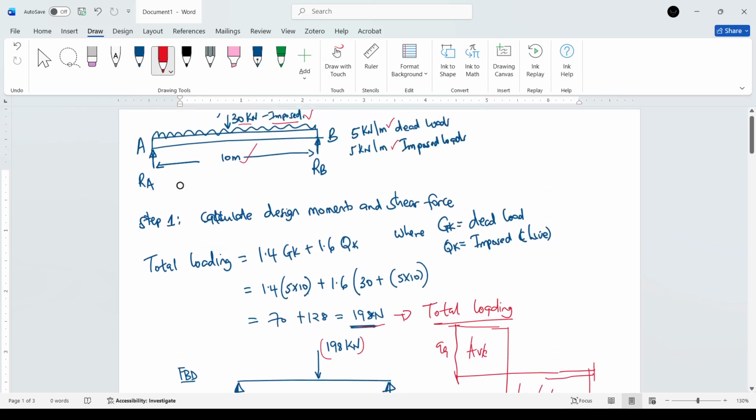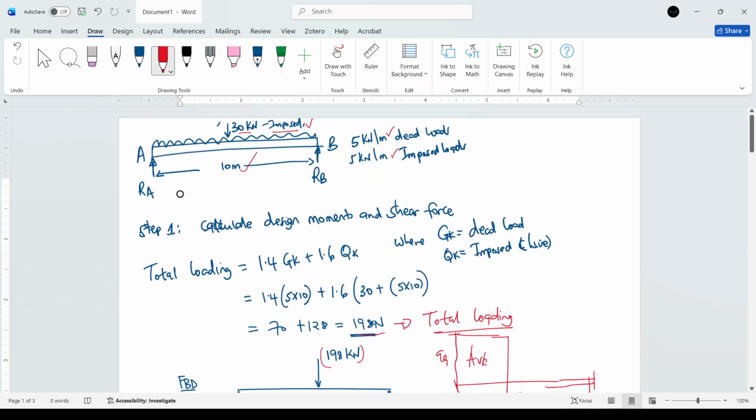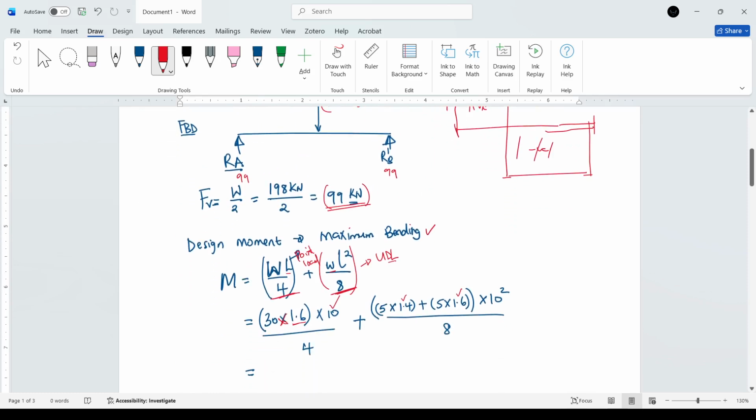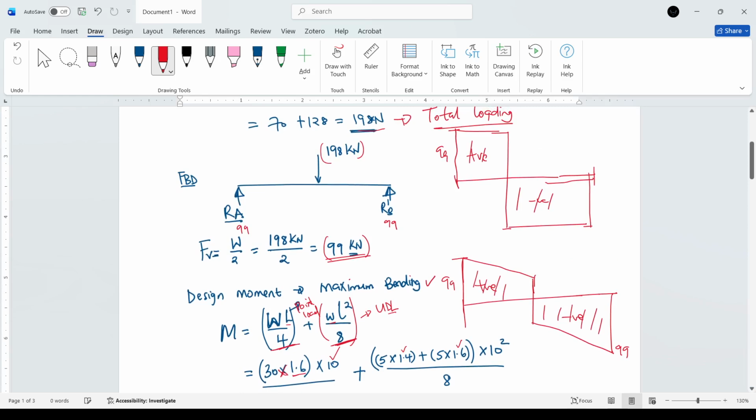A true representation would look like this. It is going to increase by 99, reduce linearly to a particular point, reduce linearly, and then increase by 99. By that, we have factored in both the UDL and the point load, isn't it? But do you see that the 99 is constant?